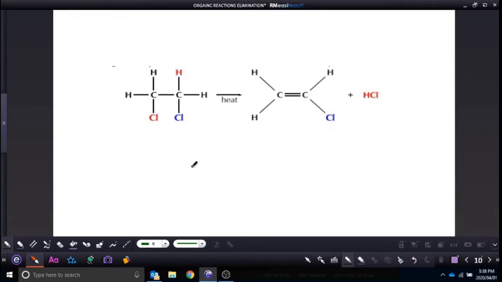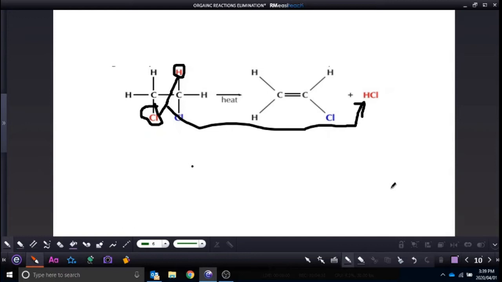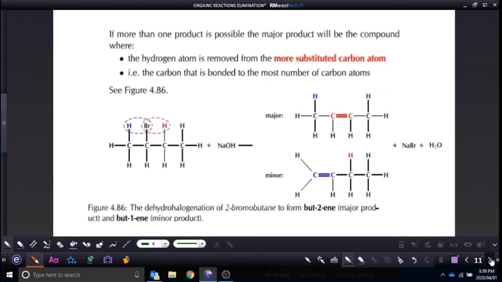Let's look at this one where we just add heat. It's also dehydrohalogenation. We are just taking out one hydrogen and one chlorine, and then these two will react to form our new compound. But this is not in the presence of a strong base.